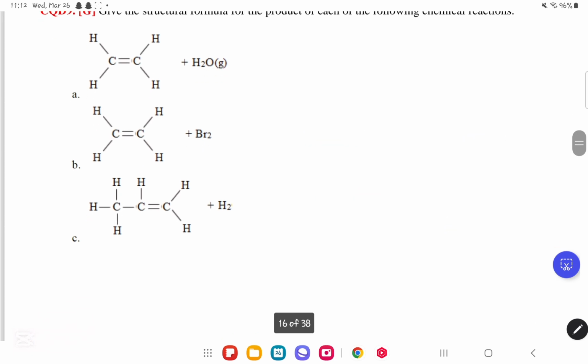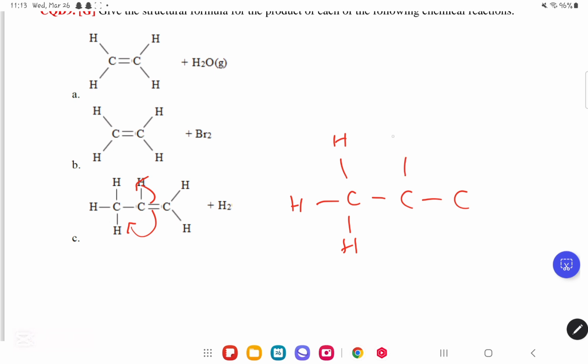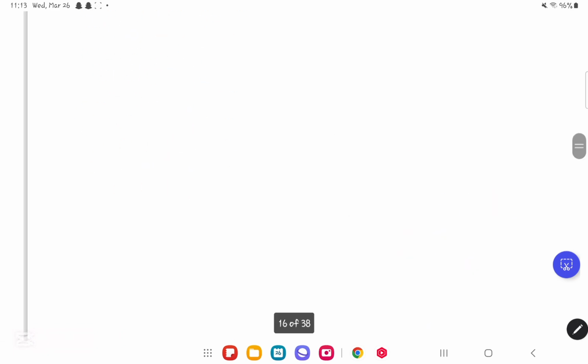And then finally, H2, you will break the double bond like this, and you will get C, C, C, so it's all single bonds now. And then we have H over here, H over here, H over here. Now this gets a single bond, this gets another bond, and this gets a bond here, and a bond here. So very simply, this is it.